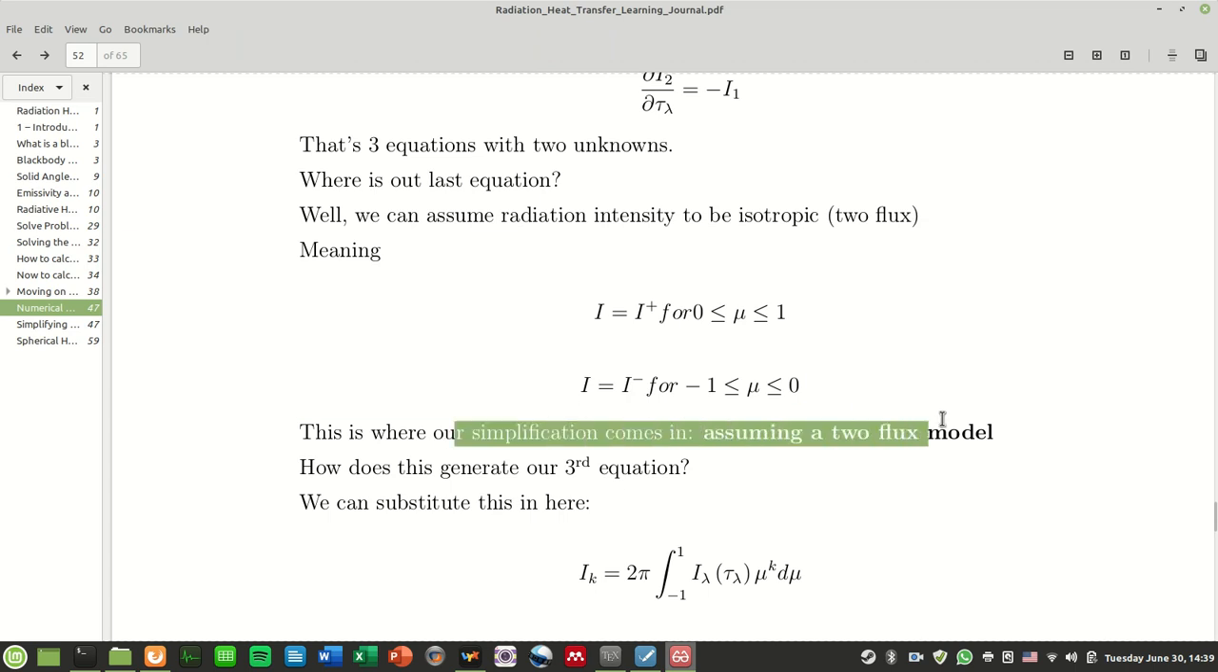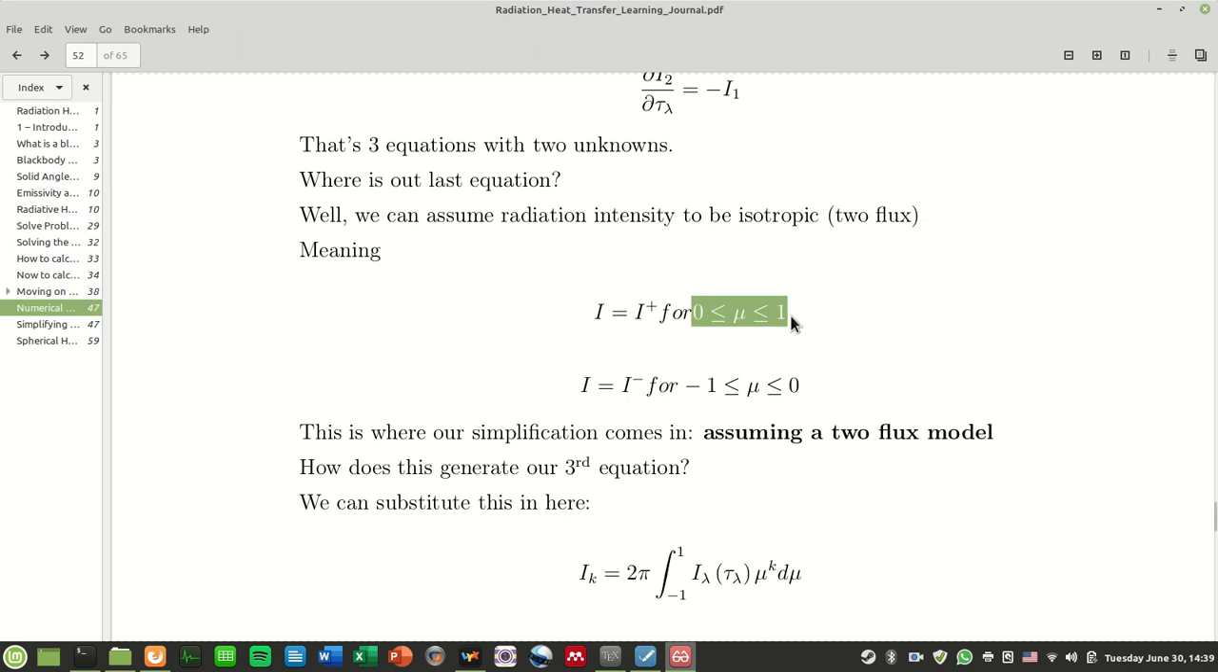So this is why it's called a two flux model: when you have this set of angles, you have one representative flux, or one representative heat flux, so to speak, or intensity, and you go in the other direction, you have another representative heat flux. Now, how does this then generate our third equation?